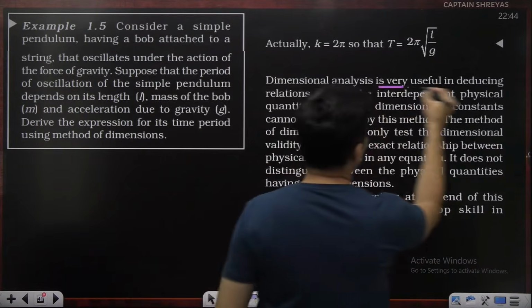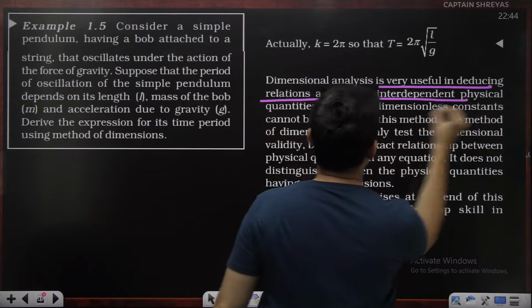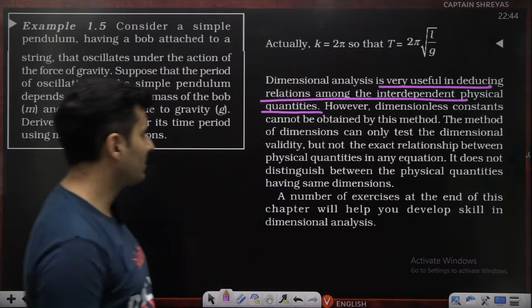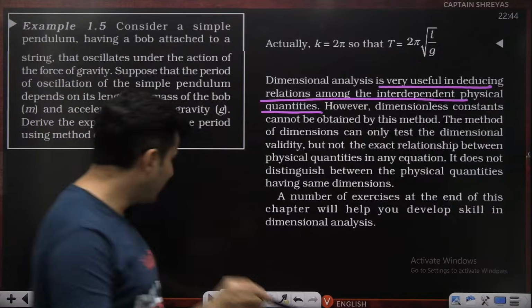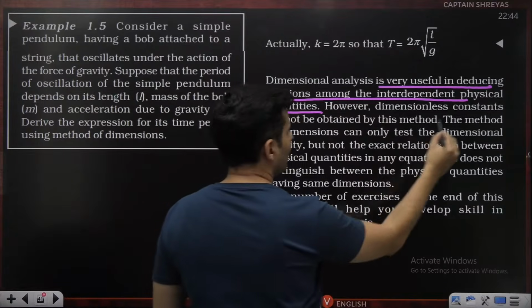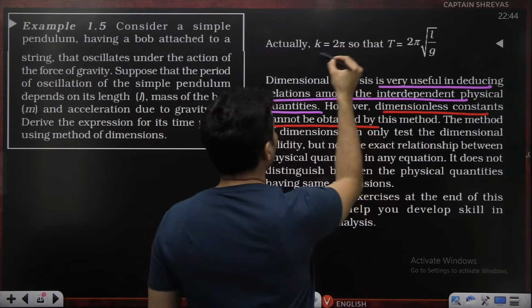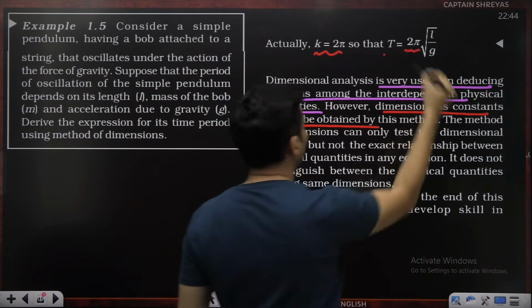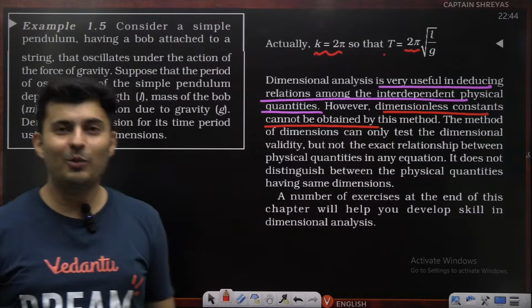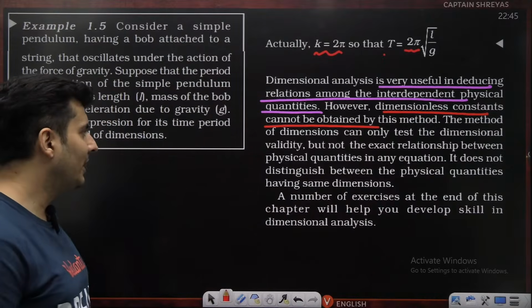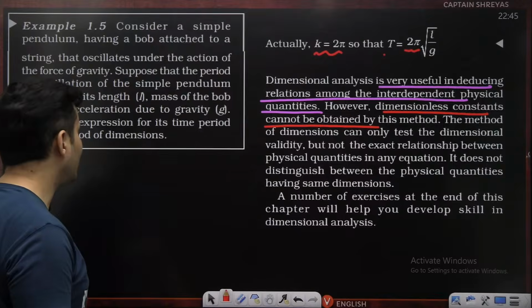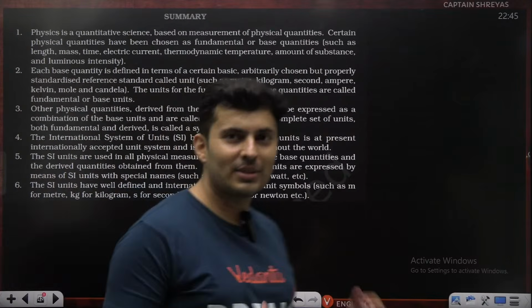It is useful for deducing relations among interdependent physical quantities. But what you cannot get is also mentioned. Dimensional constants can't be obtained. This value, you could not get it. How do you know that? So you cannot get it. All right. So this is what is mentioned over here. So that was the last part.